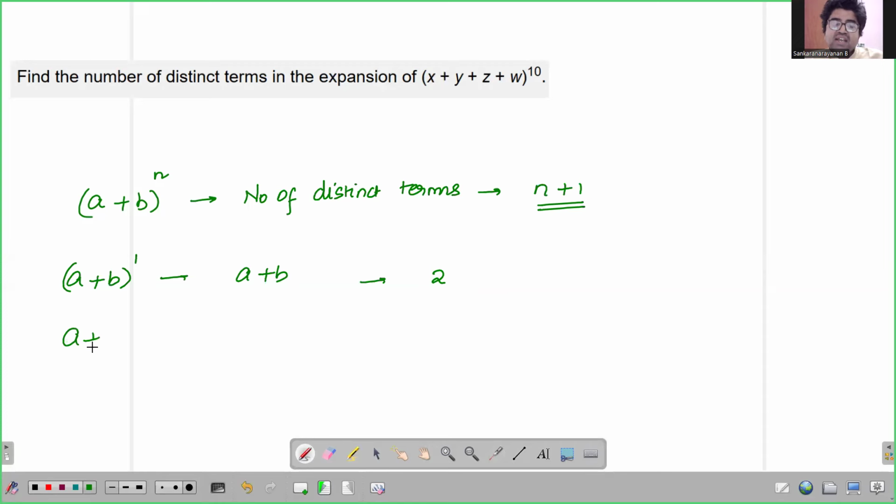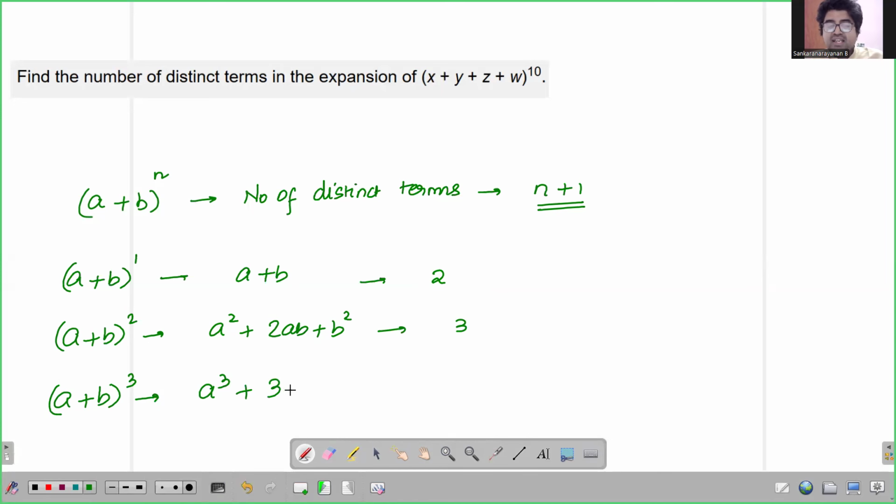If you are considering a plus b, the whole square, it is a square plus 2ab plus b square. The number of terms is 3. The 3 is nothing but 2 plus 1. Similarly, a plus b, the whole cube, is a cube plus 3a square b plus 3ab square plus b cube. The number of terms is 4. That 4 is nothing but 3 plus 1. You got it? But that's the case when it is in the binomial format.